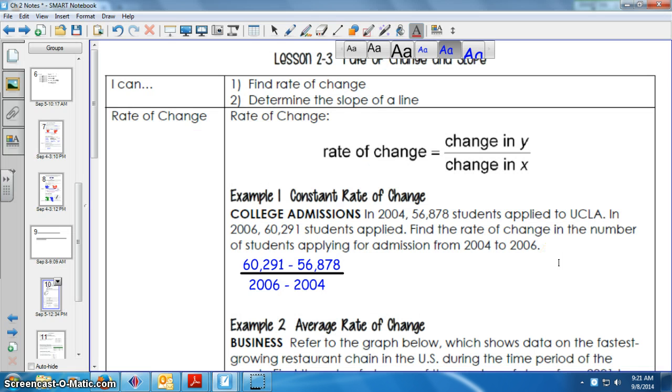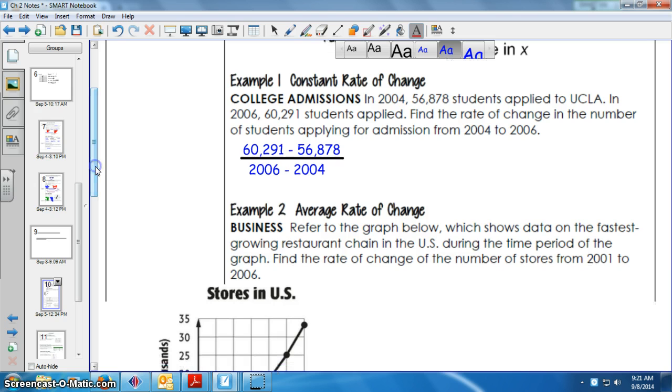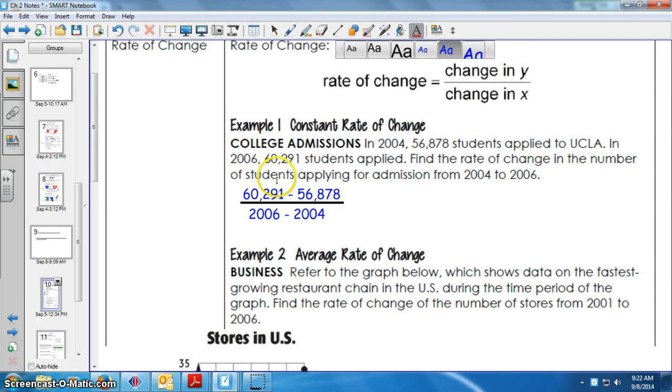So now that we've heard from Tim and Moby, we're going to take a look at a couple of examples from your guided notes. Rate of change is basically just slope. It's the amount that's changing in our y over the amount changing in our x. If we look at a real-world example, college admissions in 2004 was 56,878, and then in 2006 it was 60,291. To find the rate of change, we find the change in our y, the number of students, per year, meaning divided by the change in our years.